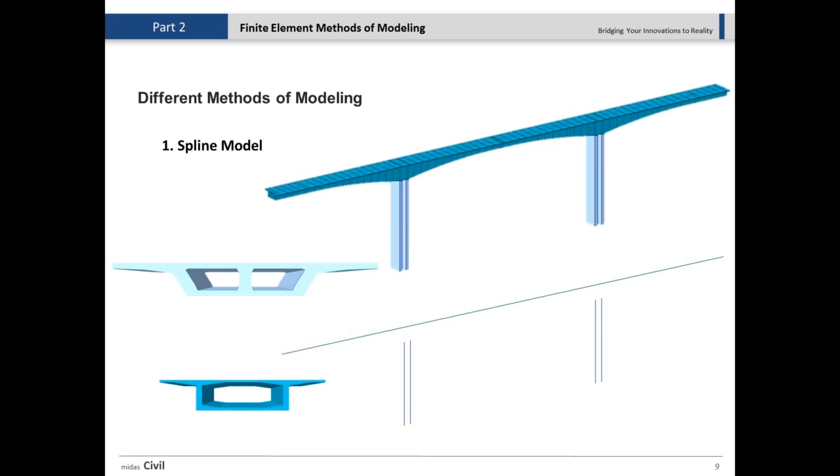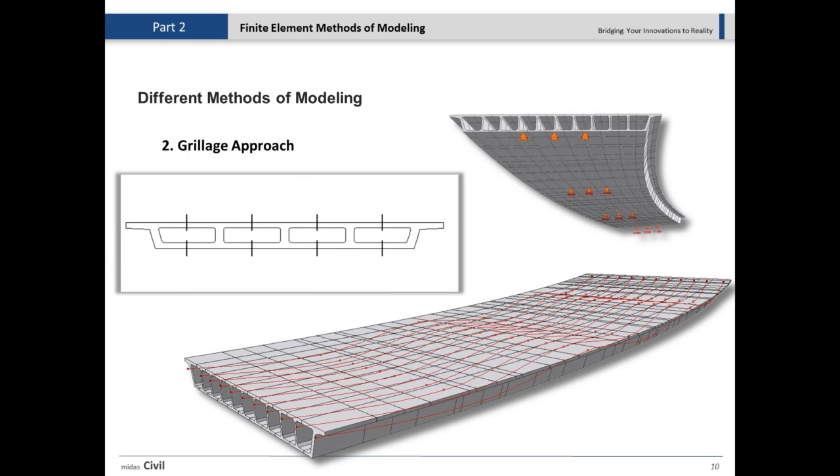This model, the spline model, could be used both for single boxes, single cells, or multi-cells. That's possible. But the point is, in the following slide, I will talk about what happens when the number of the cells increases, and then we have a wider bridge, we cannot really use the spline model. Let me just bring it up.